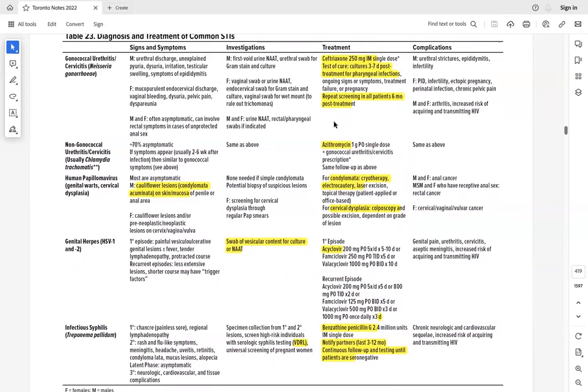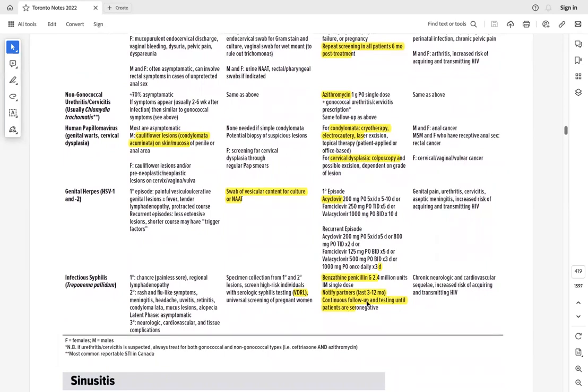STIs are reportable to the public health, and with STIs, we are not just treating the patient, we are treating the partner also. First, we will tell the patient to take your partner into confidence and tell the partner and bring them along. If the patient refuses, no, I don't want to tell the partner, then we have to inform the public health, and the public health will itself inform the partner, because both of them have to be treated in all these conditions. Then continuous follow-up and testing until the patient is seronegative.